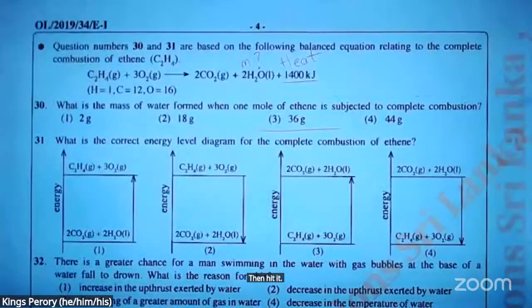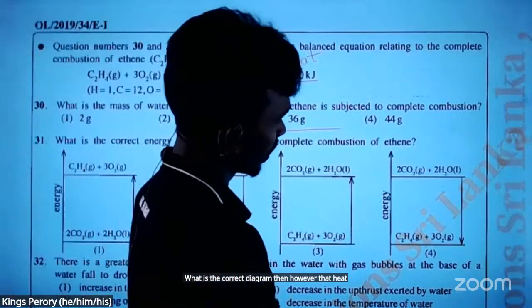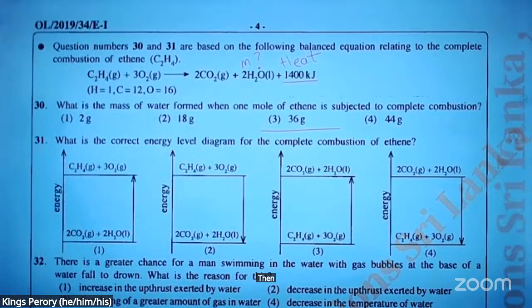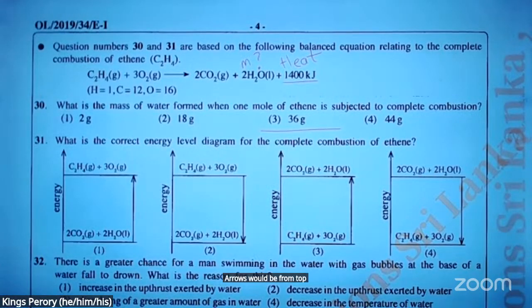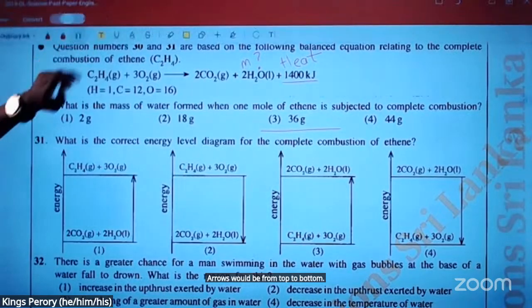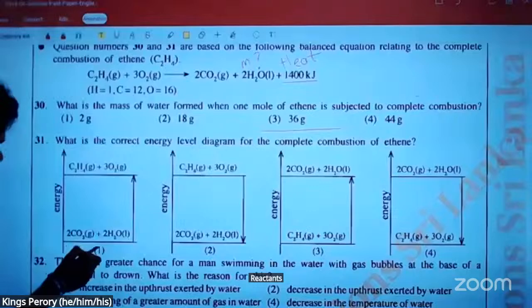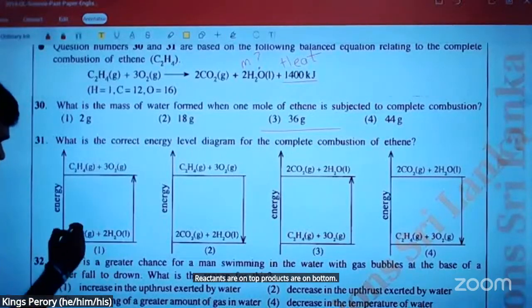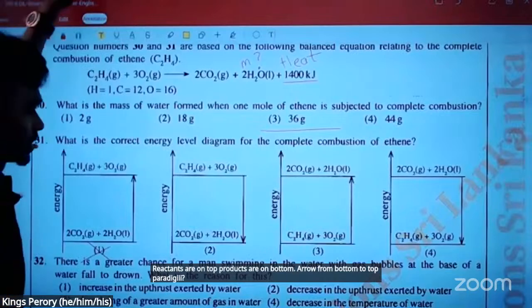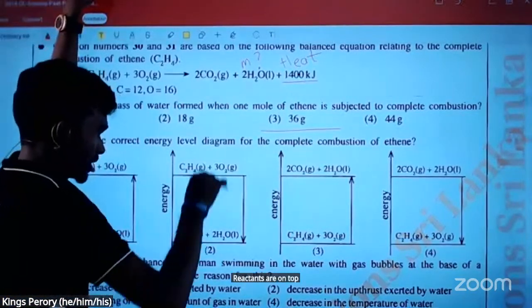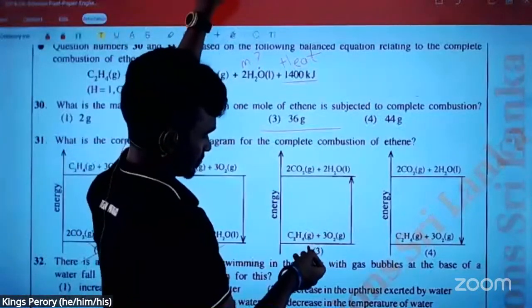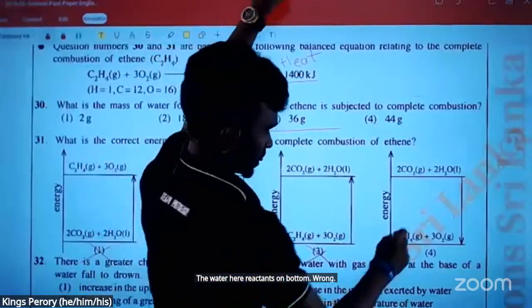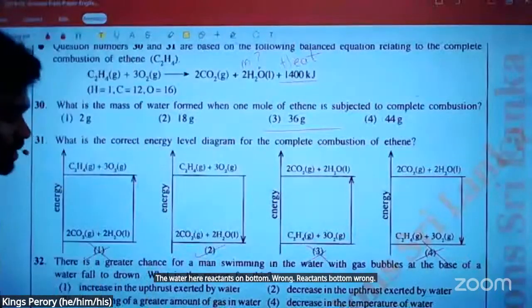What is the correct diagram then? However, the heat release part is not written in all the four. Then what should be the correct one? Reactant should be on top, product should be at bottom. Arrow should be from top to bottom. Here reactants are on top, products on bottom, but the arrow is from bottom to top. Wrong. Here reactants are on top, products on bottom, arrow is from reactant to product. Correct. What here? Reactants on bottom. Wrong. Answer is answer 2.